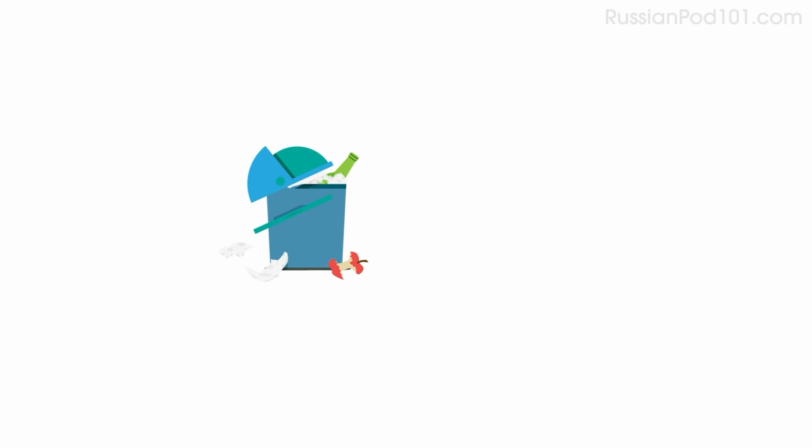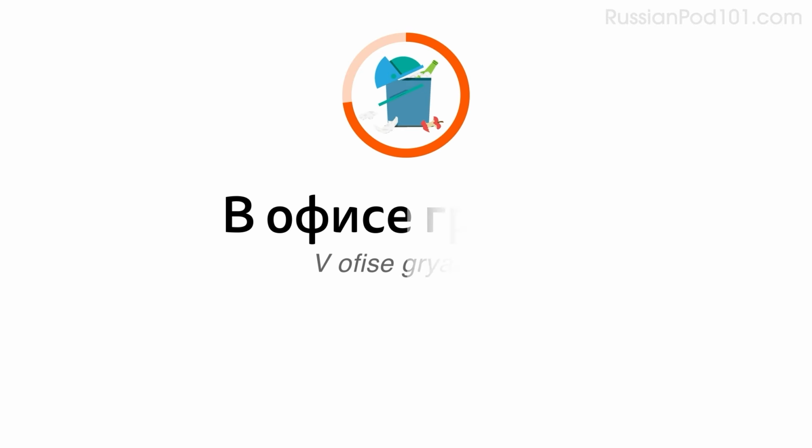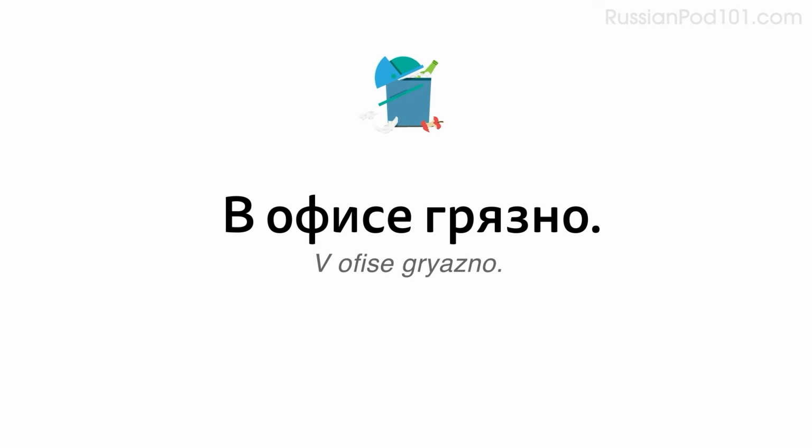Now imagine the office is dirty. Do you remember how to say dirty? Грязно. Say, the office is dirty. В офисе грязно. Now answer the question, saying the office is dirty. В чем дело? В офисе грязно.